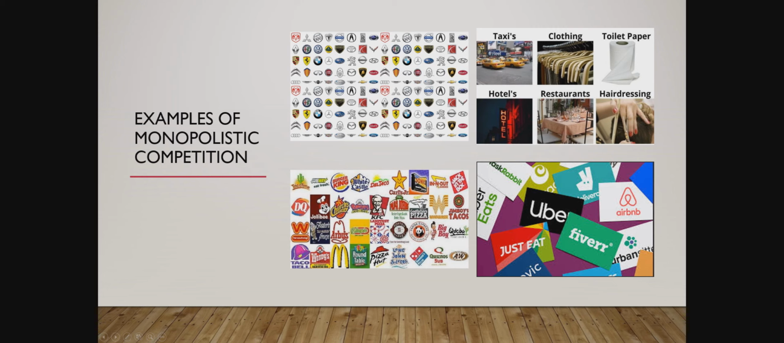As you can see, taxis, clothing, toilet paper, hotels, restaurants, hairdressing. We got all the delivery services that are available in Australia. Fast food industry, they're all very monopolistic in competition. There's slight variations in their products, but overall there's plenty to choose from, plenty of options, and buyers go where they want, depending on how advertising works against them, brand loyalty, all that sort of stuff.